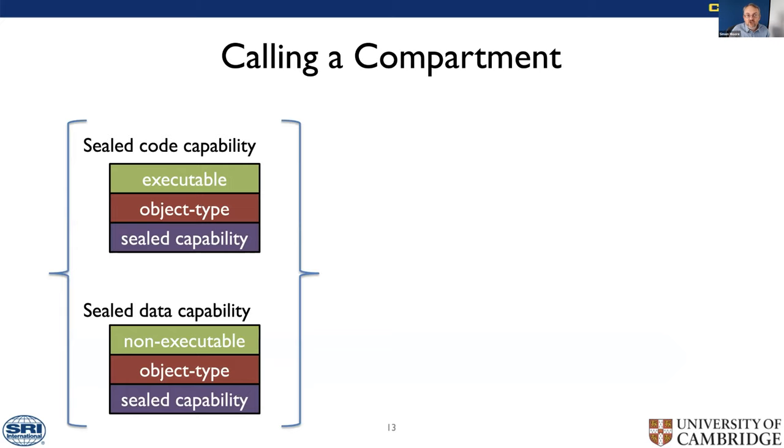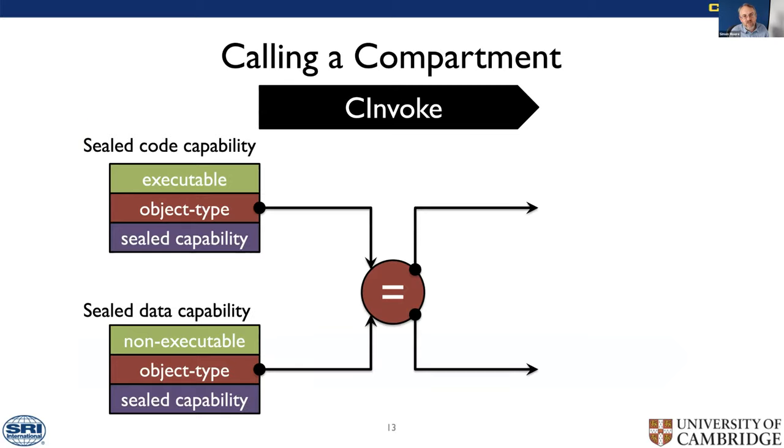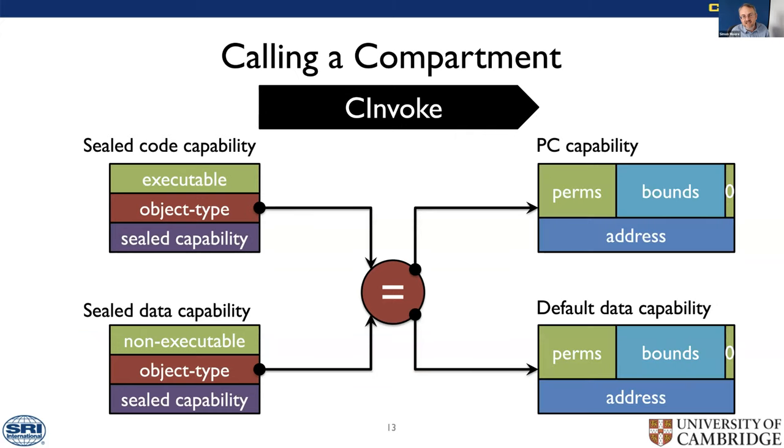And we use this during compartment transitions. So when we're transitioning from one compartment to another, you start off with the sealed code capability together with the sealed data capability. So that gives you a pointer to your code and a pointer to the data space. And the CInvoke instruction basically unpacks those. It checks that the object types match. And you then end up with a program counter capability and a data capability. And using this low-level mechanism, you can build lots of different compartmentalization models, which I will skim over today. We don't have time. That'll be another talk in itself.